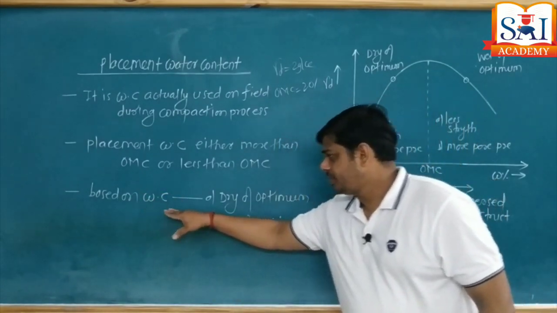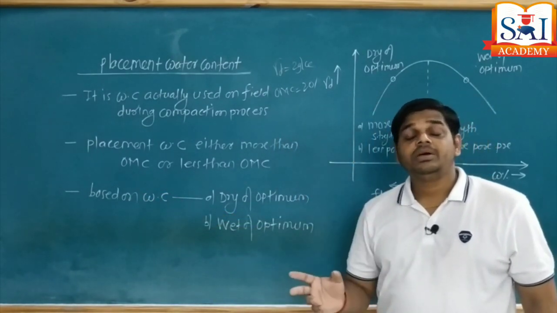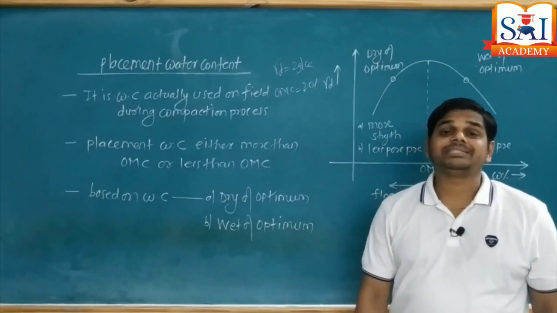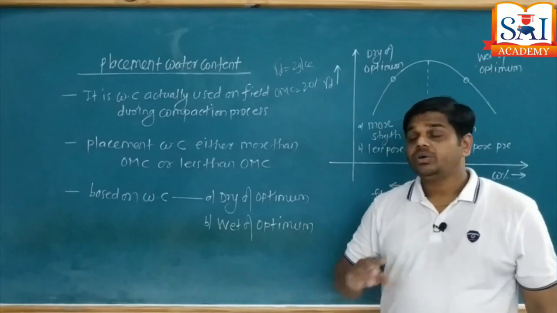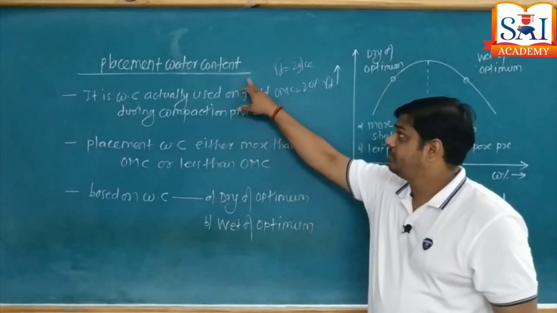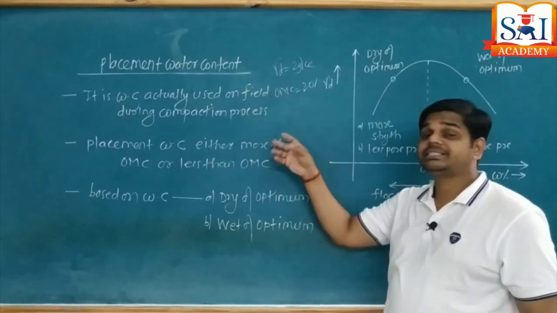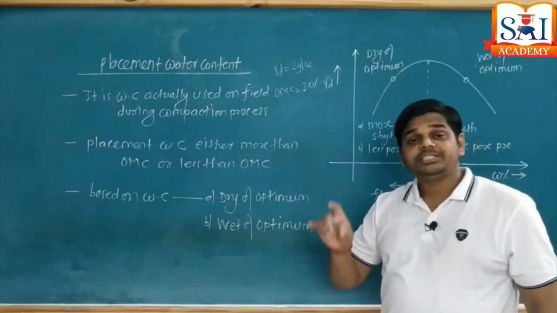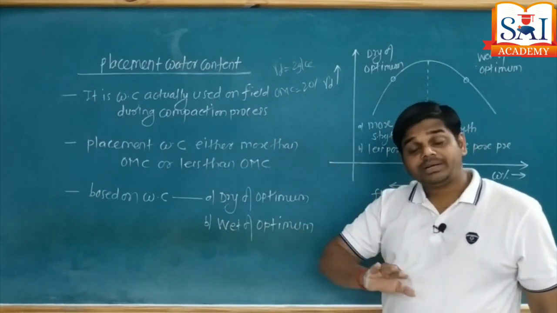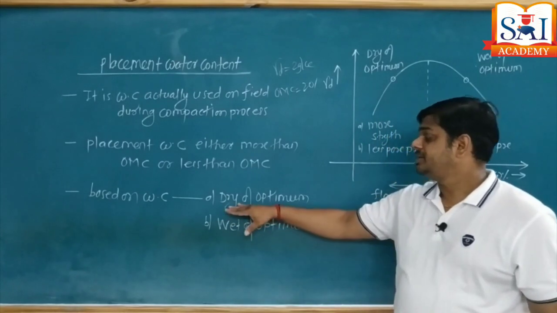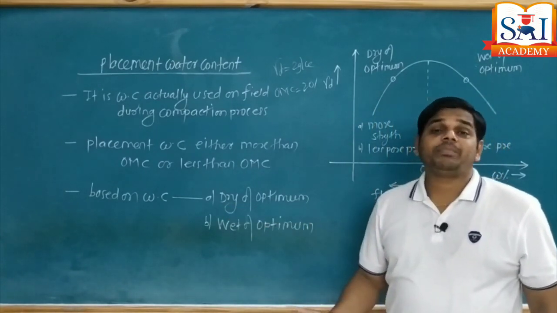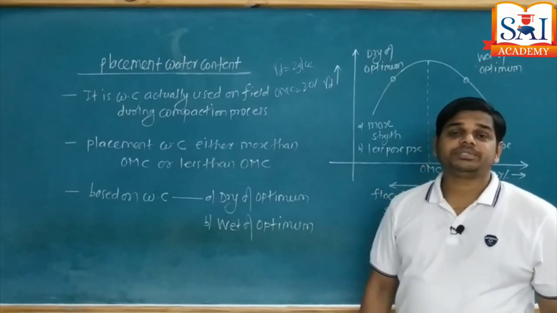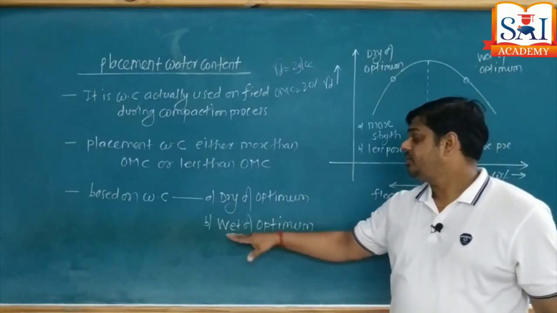Based on water content, soil remains in two states. The first one is dry of optimum and the second one is wet of optimum. Means when placement water content is less than OMC, OMC ला जितकं पाहिजे असतं त्याच्यापेक्षा वॉटर कंटेंट जर कमी असेल, then soil remains on dry of optimum. If water present during compaction is higher than OMC, then soil goes to wet of optimum.